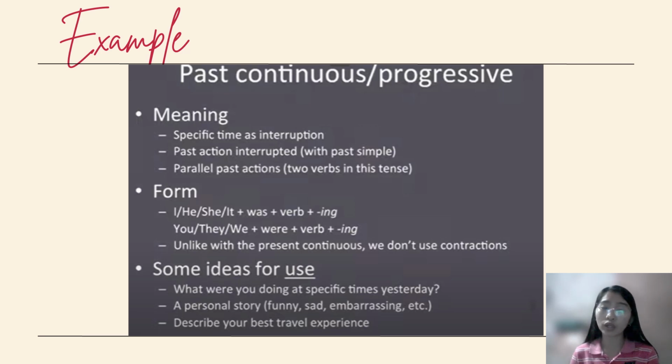And if you are going to ask them to write a paragraph or an essay using the past continuous or progressive, the ideas for use we have here are: what were you doing at specific times yesterday? A personal story. They can tell a personal story, the funny, the sad, or the embarrassing moments that they had. And they can also describe their best travel experience.